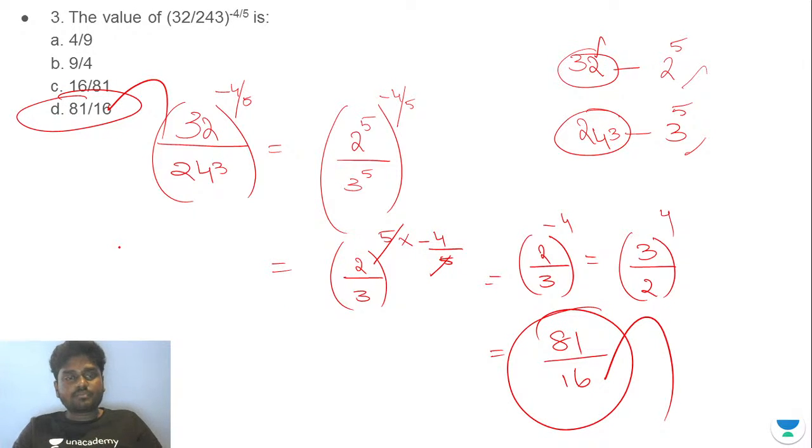Kindly give me a thumbs up if you're really clear with this, guys. Come on. Very good, Abhinaya. 81 by 16 is actually the right answer. All good? We'll go for the next one.